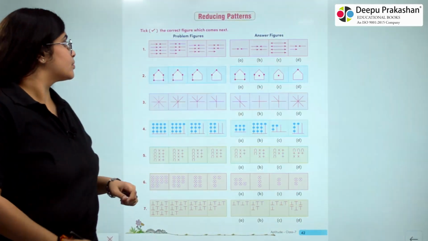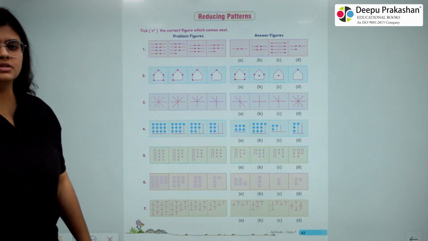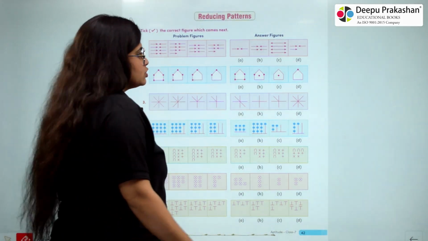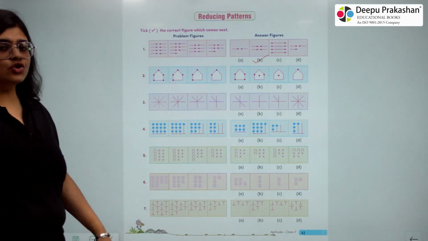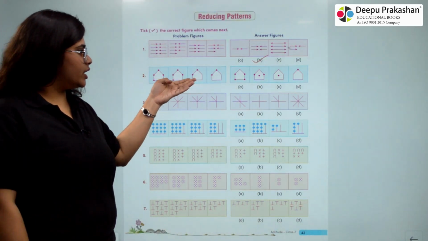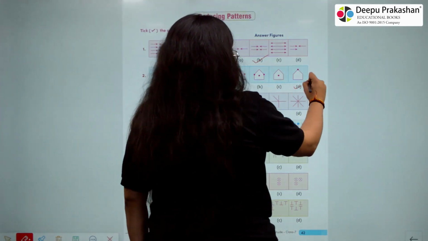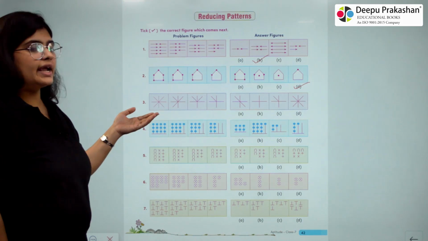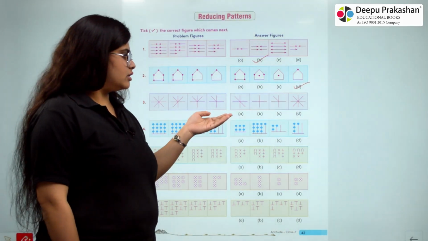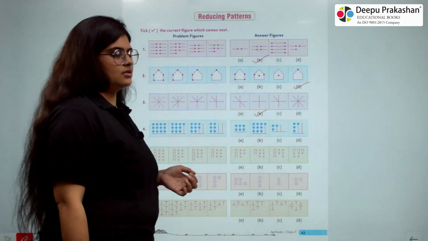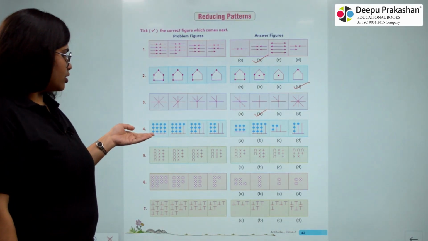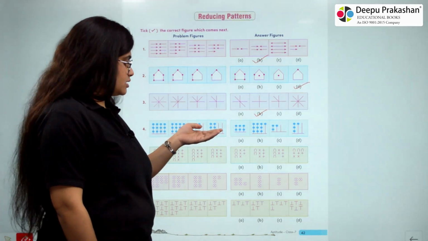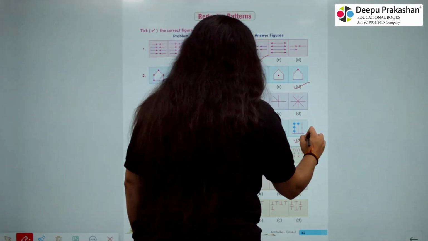Reducing patterns. Take the correct figure which comes next. 1. Here we have 8 arrows, then 7, then 6, then 5. So the next one will have 4 arrows. 2. Here we have 5 dots, 4, 3, 2. So the next one will have 1 dot. 3. Here we have 8 lines, then 7, 6, 5. So the next one will have 4 lines. 4. Here we have 12 balls, then 10, then 8, then 6. So the next one will have 4 balls.